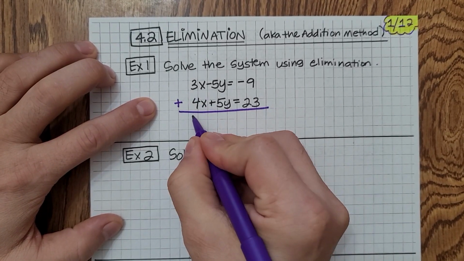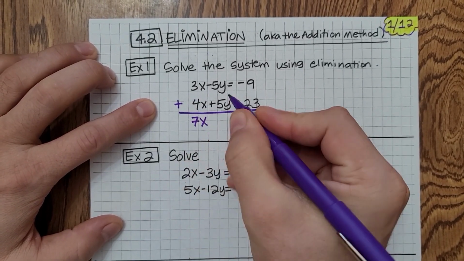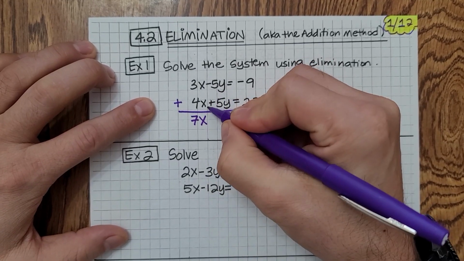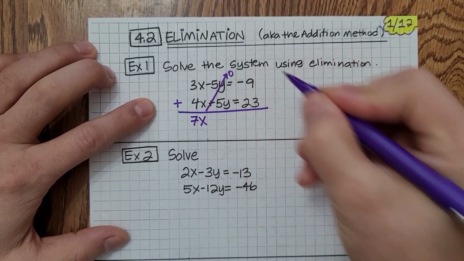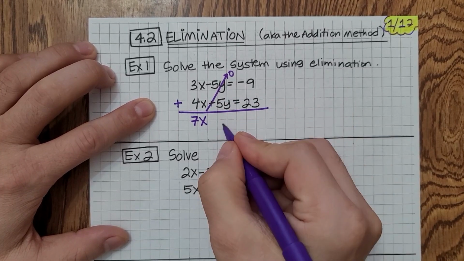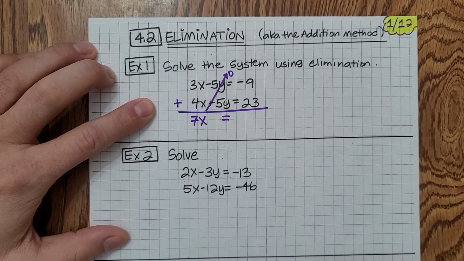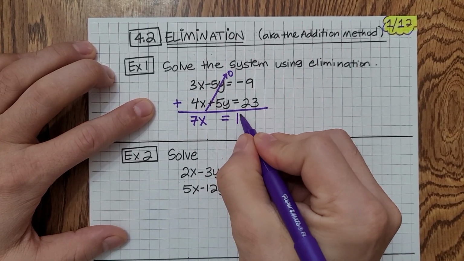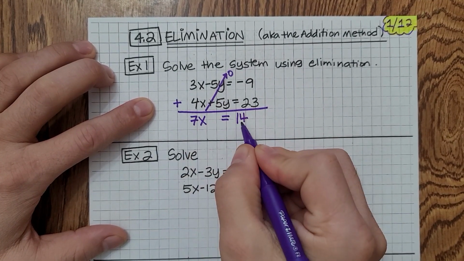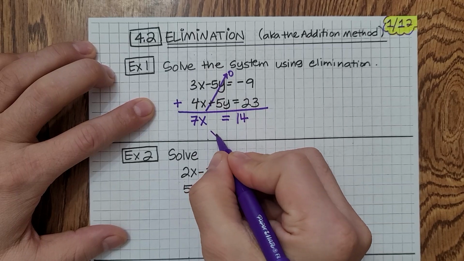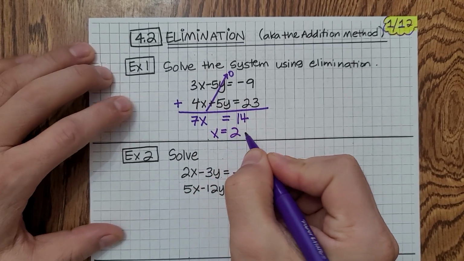3x plus 4x equals 7x. Negative 5y plus 5y cancels out to 0. Bring down your equal sign. Negative 9 plus 23 equals 14. So if 7x equals 14, divide both sides by 7, x equals 2.